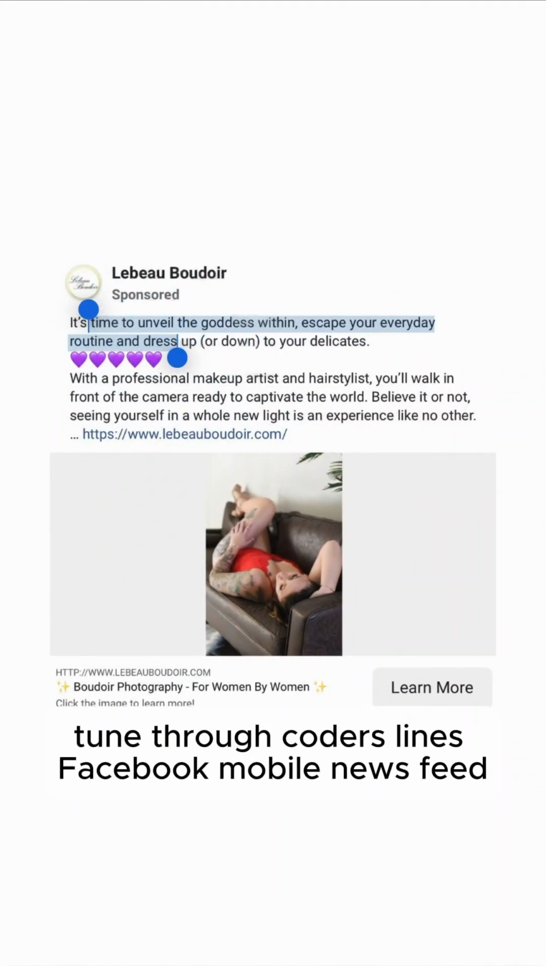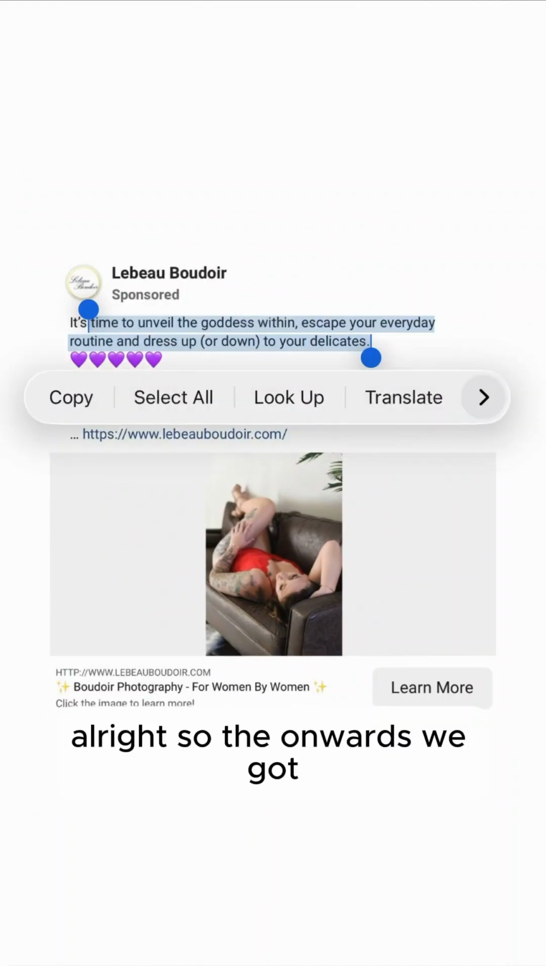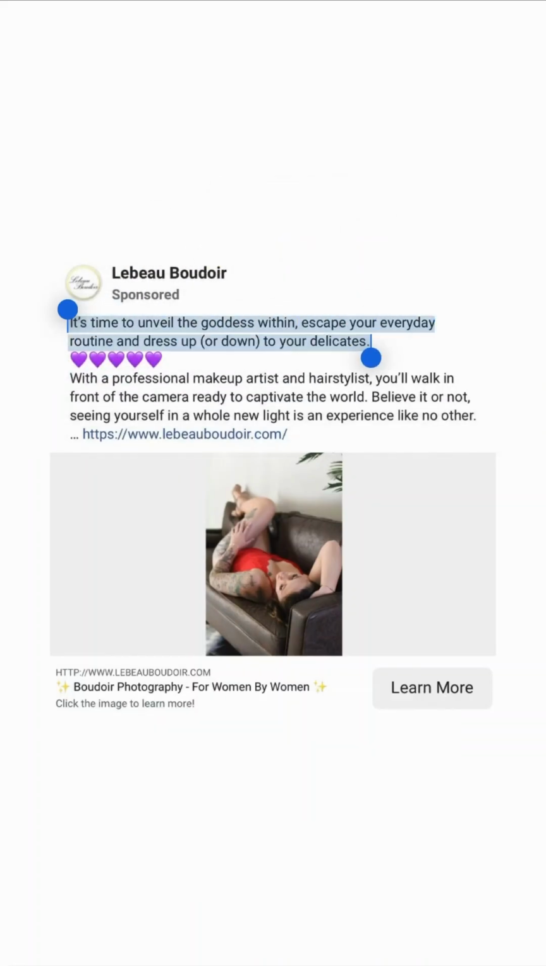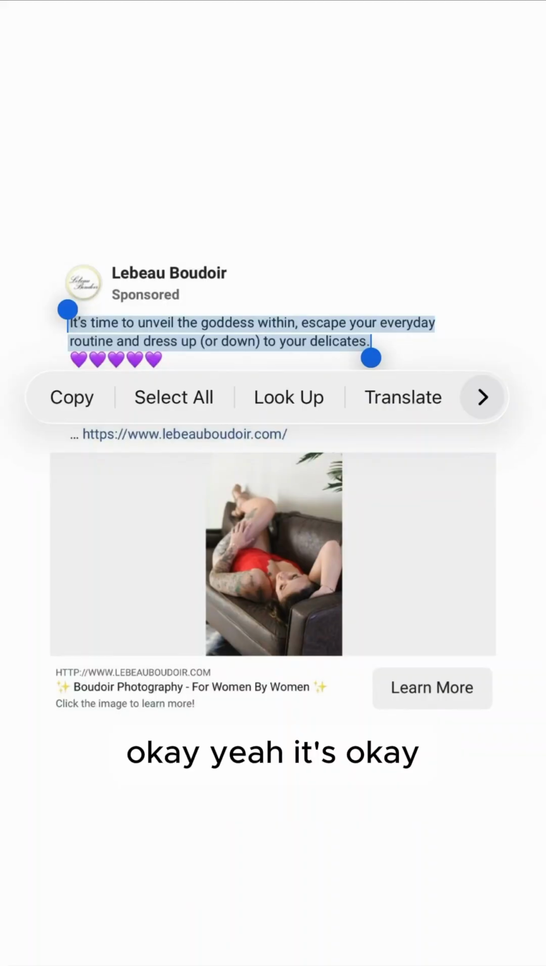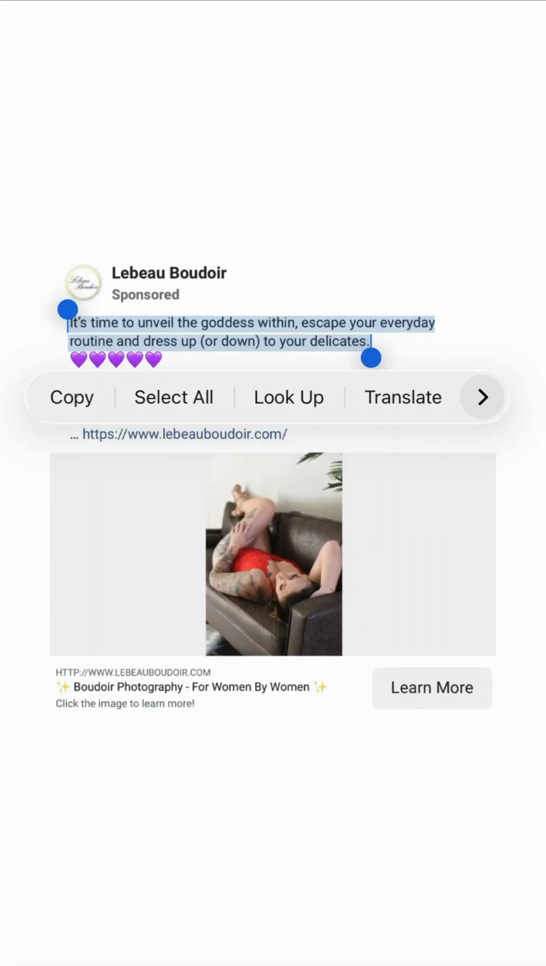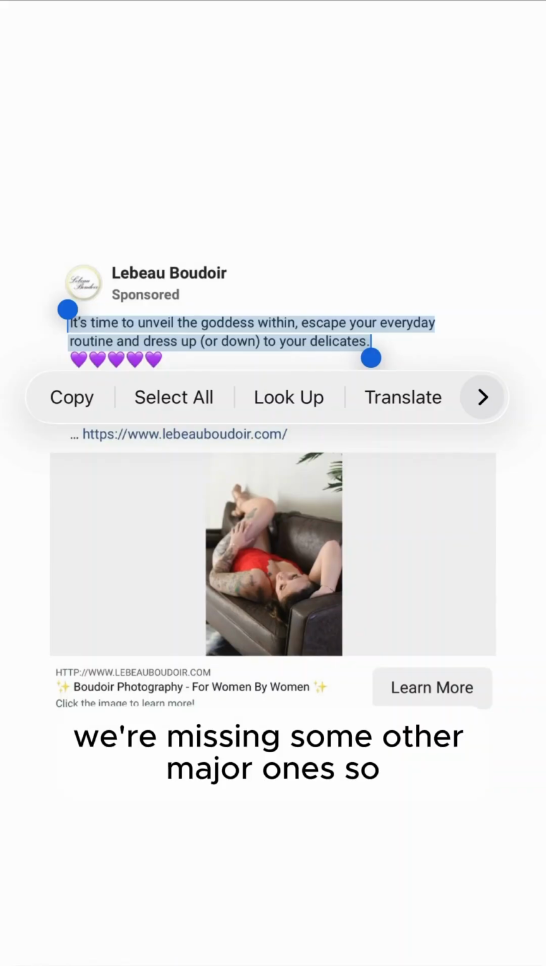Finally, we're gonna look at the see more headline. First 2 and 3 quarters lines, Facebook mobile news feed. All right, so the only words we get: it's time to really go, your everyday routine. Okay. We've got a few different points of context here, but we're missing some other major ones.